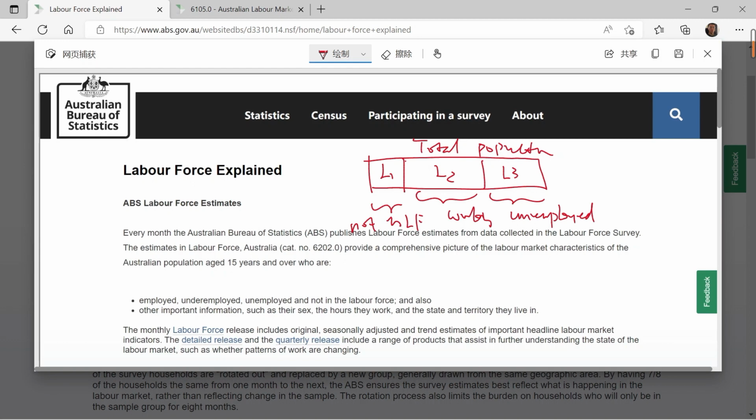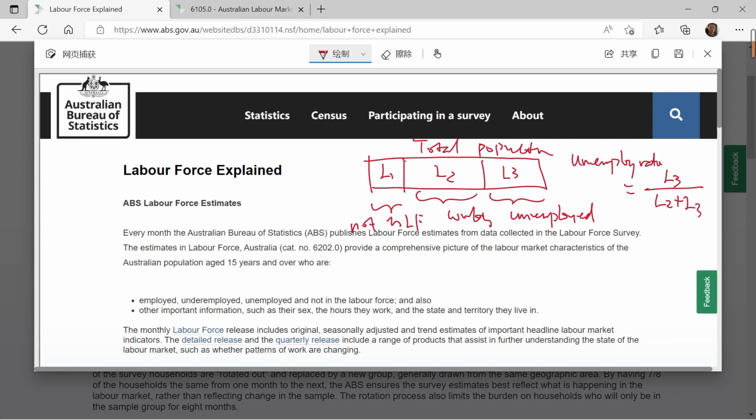Then there are two statistics which we are interested in. One is the unemployment rate, which is equal to the number of unemployed workers, which is L3, divided by the labor force, which is L2 plus L3.